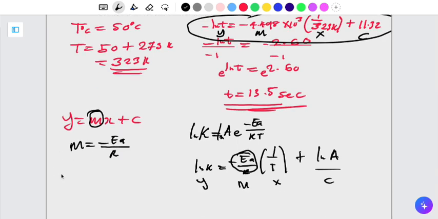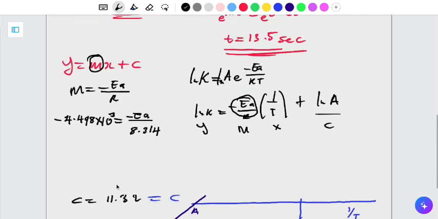So you need to indicate a negative. So negative 4.498 multiplied by 10 to the power positive 3. Then this one is going to be equal to negative of activation energy divided by R, the gas constant, which we know is 8.314. Okay, so I can just multiply.